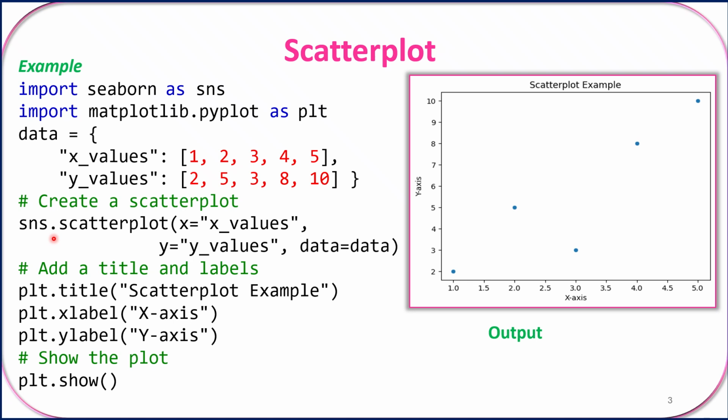Here sns is seaborn, and we create a scatter plot. So instead of plt we put sns. Scatterplot is what we want, so it is written here, with x equal to x values, y equal to y values, and data equal to data, so the corresponding values are imported. And we create the title, x label, y label. What if I don't give these? Not a problem, I can even skip these three lines.